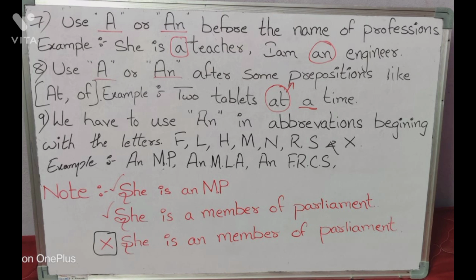Example, quickly let us see. He has a lot of experience, so a lot can represent a number. Okay, so a lot of experience, so then we are using the article a before it in this sentence. I want a dozen mangoes.